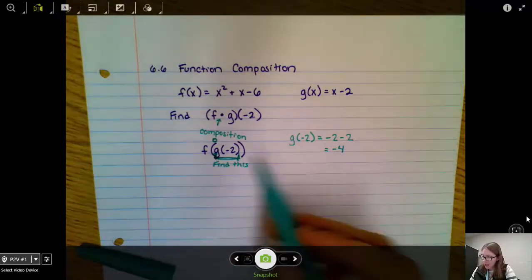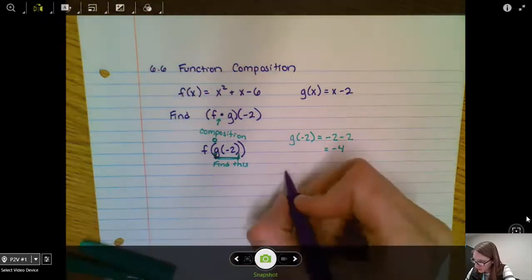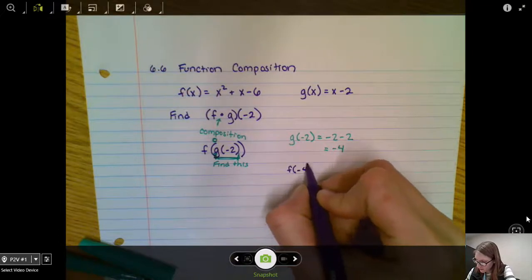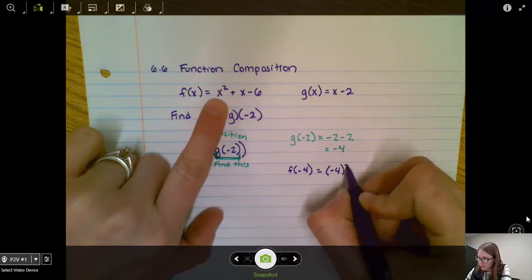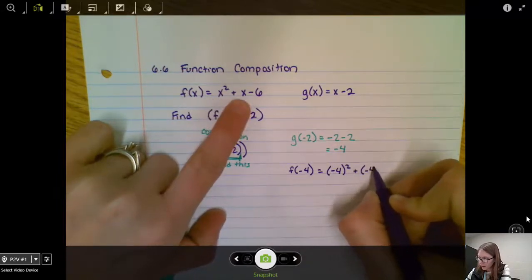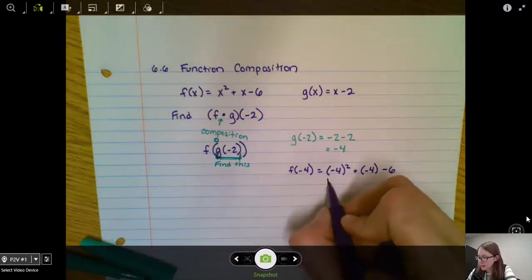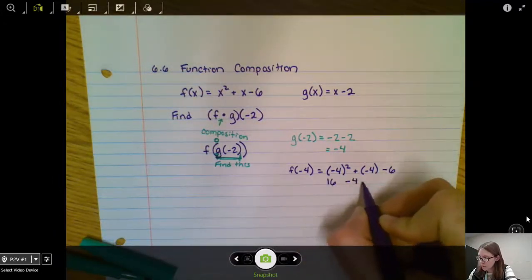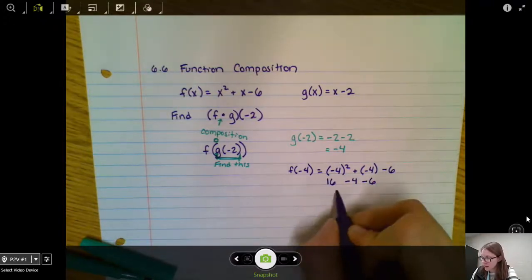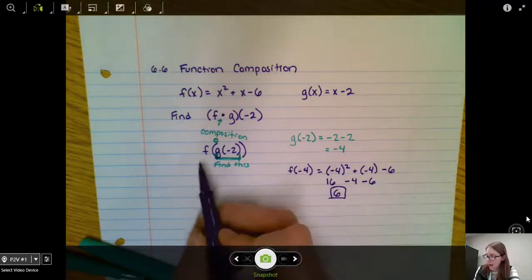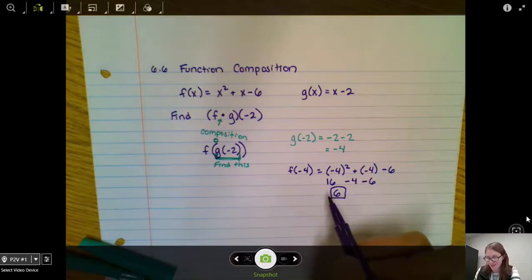So now I find f of negative 4. So I take negative 4 squared plus negative 4 minus 6. Negative 4 squared is 16 minus 4 minus 6. 16 minus 4 is 12, minus 6 is 6. So f composed with g of negative 2 is 6.